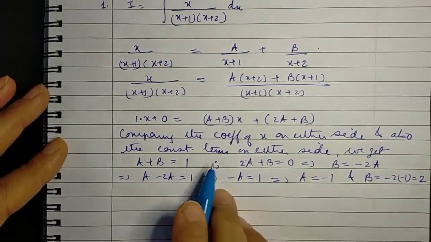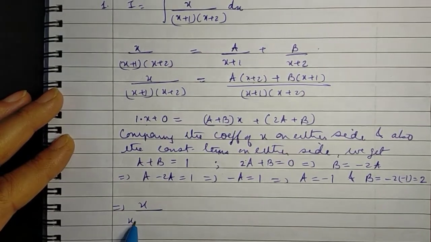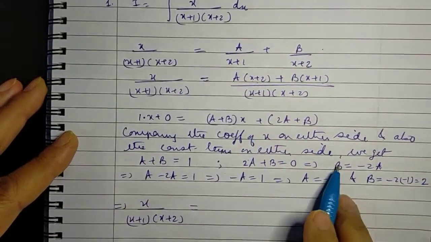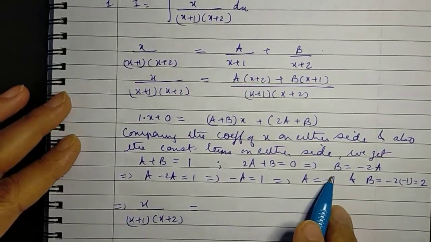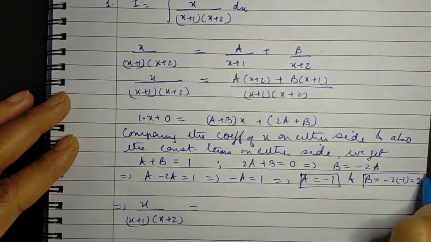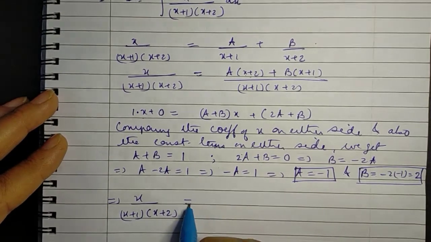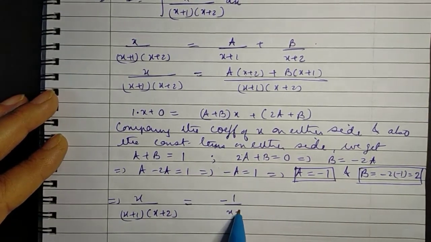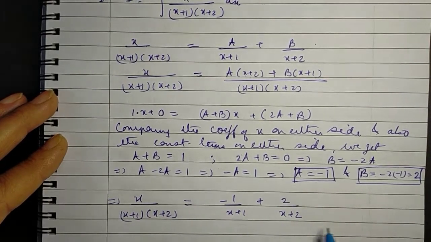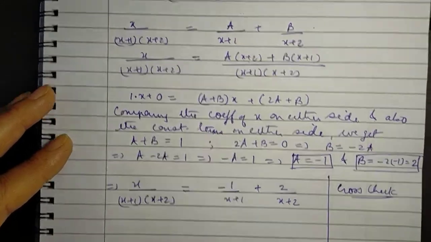So we have got the two coefficients. Thus we get x upon (x plus 1)(x plus 2) as, in place of a we have minus 1 and b is equal to 2. So we can write, minus 1 upon x plus 1 plus 2 over x plus 2. As a cross check, you can try it out.